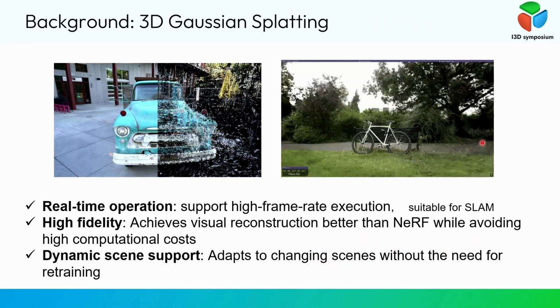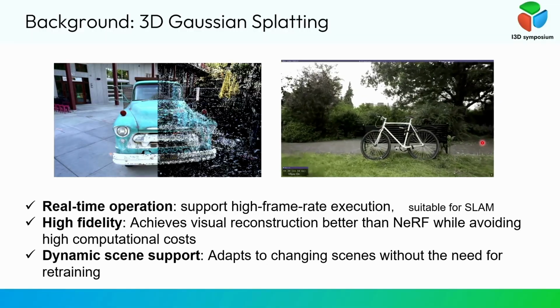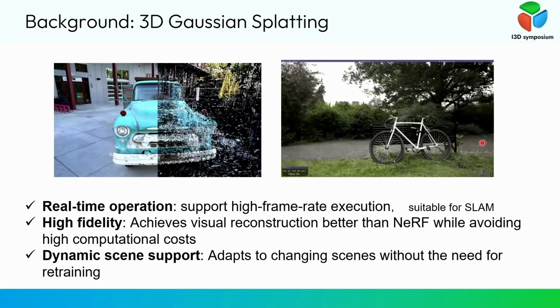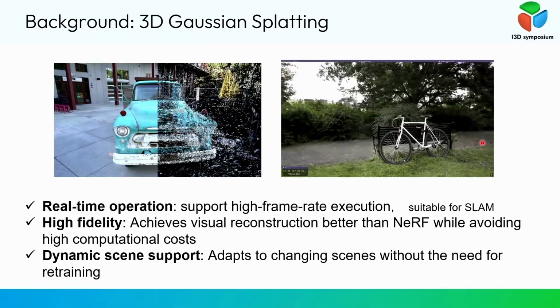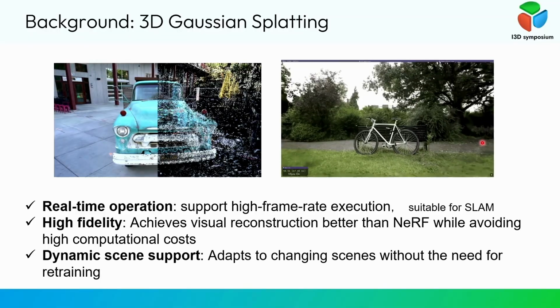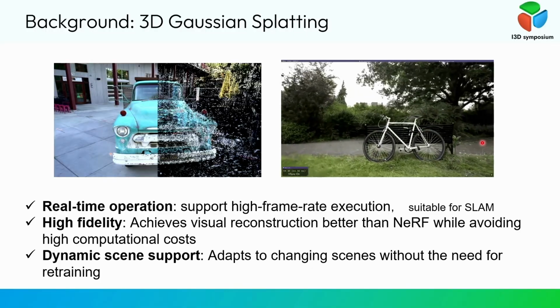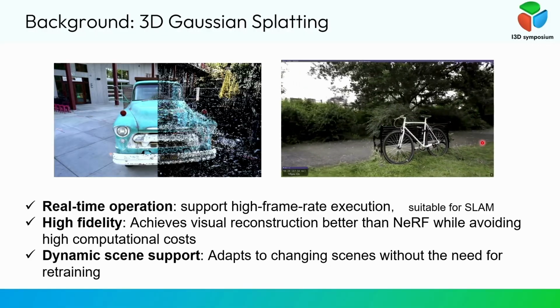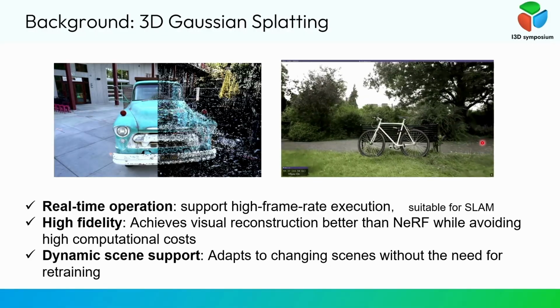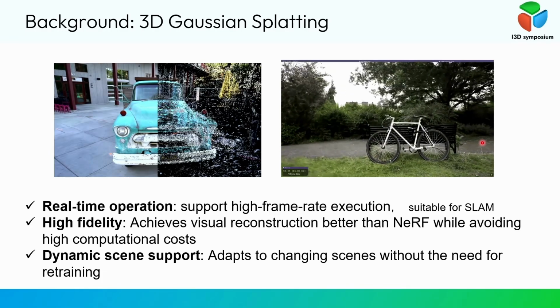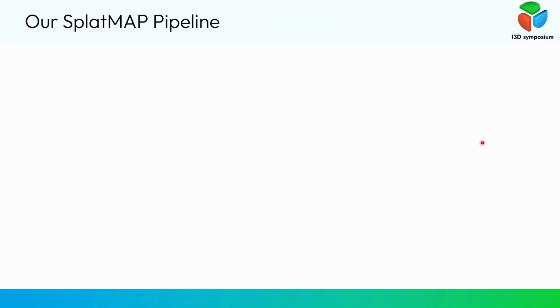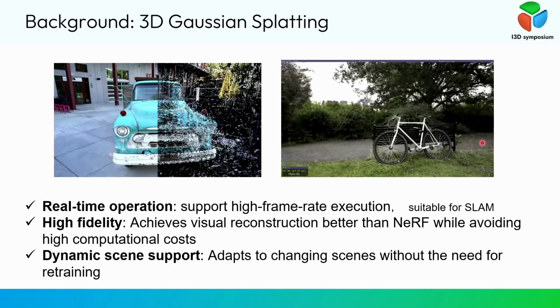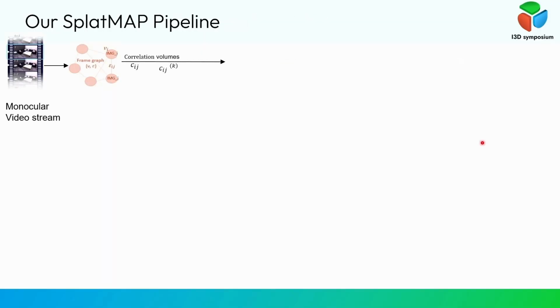So that's why we took a look at 3D Gaussian splatting. 3D Gaussian splatting could provide real-time operation and support very high frame rate execution, so it's a perfect fit for SLAM systems. It also provides high fidelity reconstruction results, and it's more suitable for dynamic scenes, as it could adapt to changing scenes without needing to retrain the entire scene. So that's why we started to think about bringing 3D Gaussian splatting into the traditional SLAM pipeline. For the tracking part of the pipeline, it is basically based on the traditional DROID-SLAM system.